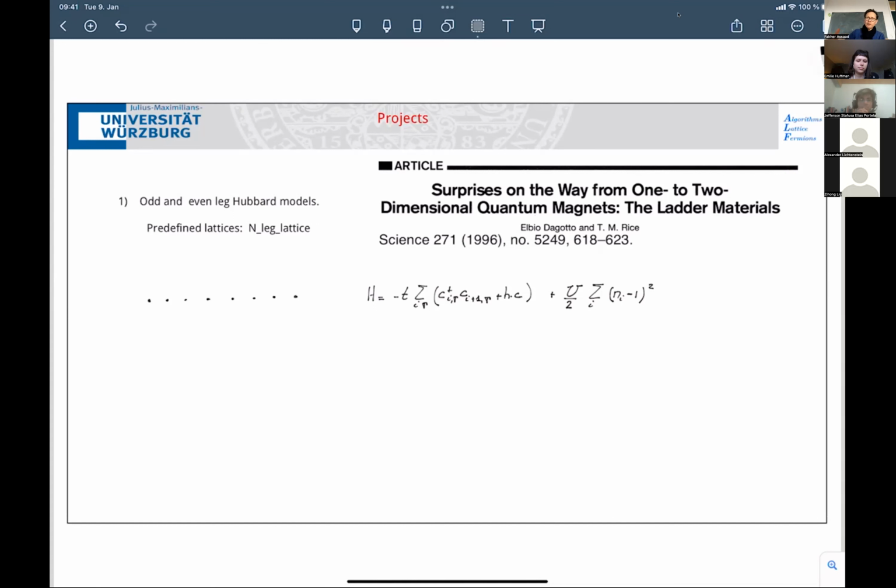Now, if you go to 2D, you take a 2D square lattice, then you have long range order. And the question they were asking is, how do you go from 1D to 2D by doing some type of dimensional crossover? The next lattice you would use is basically a 2-leg lattice, which is something like this. So it has open boundary conditions in the y direction, and here you would have a T-perp.